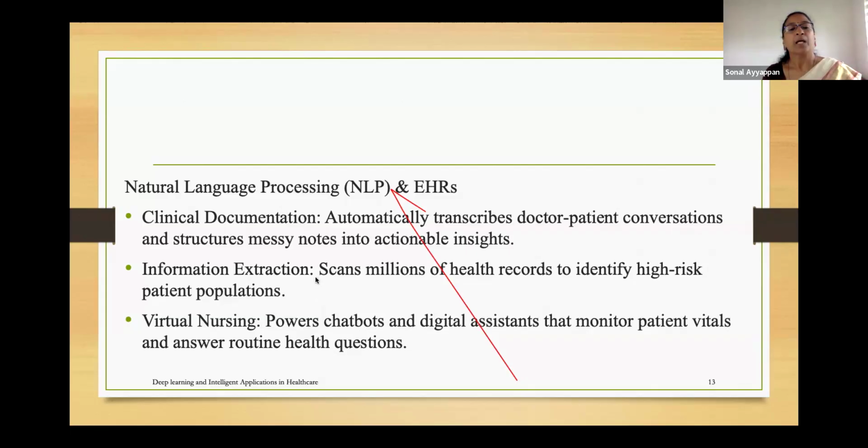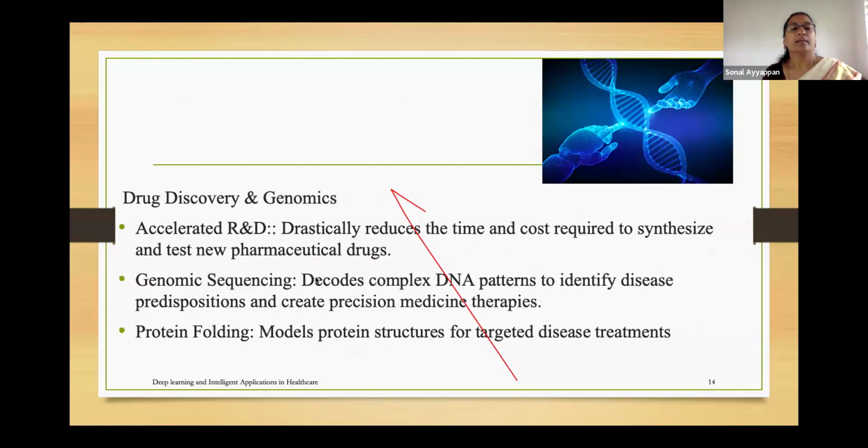Our deep learning has gone so far that we can do all of it at home on a single click. One more area is drug discovery and genomics, which decodes complex DNA patterns to identify disease predispositions and create precision medical therapy. Again, there was one project we did last time, something related to this, very interesting.